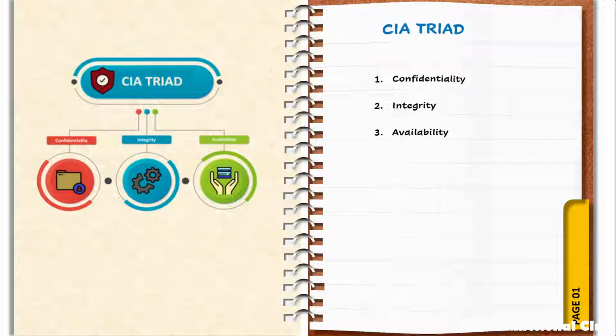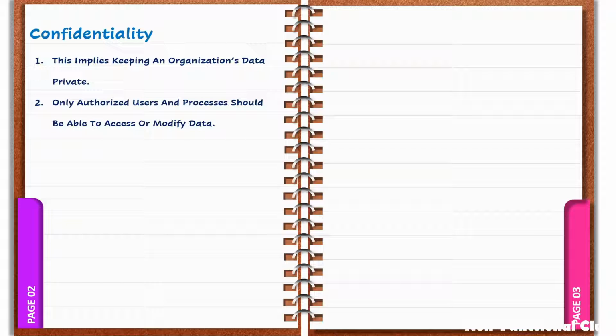So let's look into confidentiality first. This basically has to do with keeping an organization's data private, and this often means that only authorized users and processes should be able to access or modify the data within the system. Usually there are various components involved as part of a particular project architecture, or in the company different servers are placed in different environments. So all this data should be intact and should be kept private from intruders. That is what confidentiality stands for.